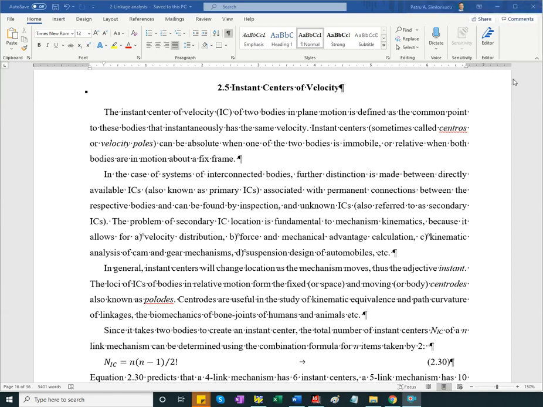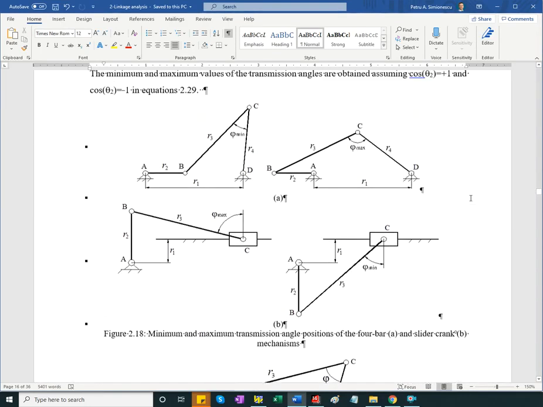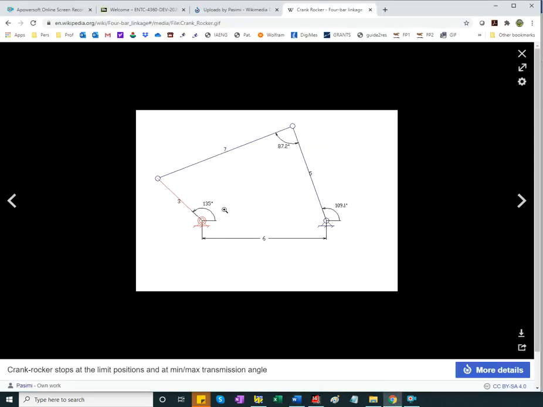Hello. We have about half of chapter 2 to cover, this section on instant center. Before we do so, I'm going to play this animated GIF available on the 4-bar linkage Wikipedia article. It's something I uploaded. It shows a crank rocker 4-bar.